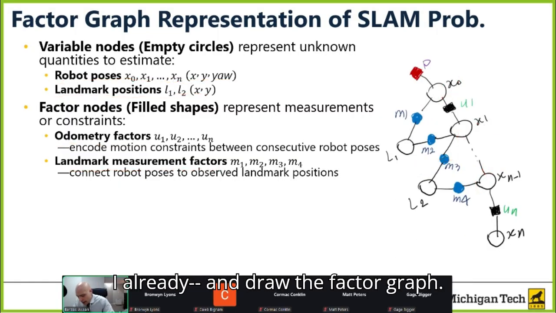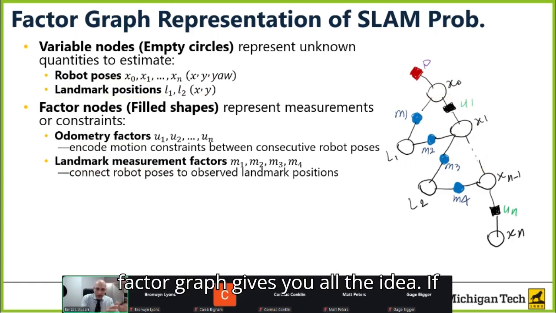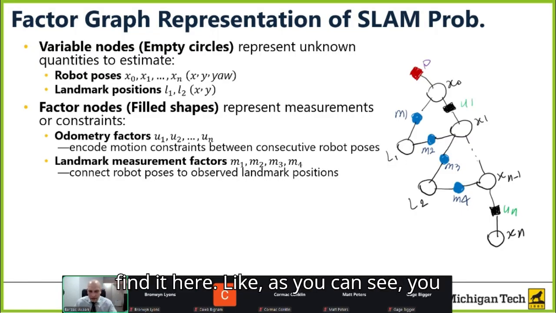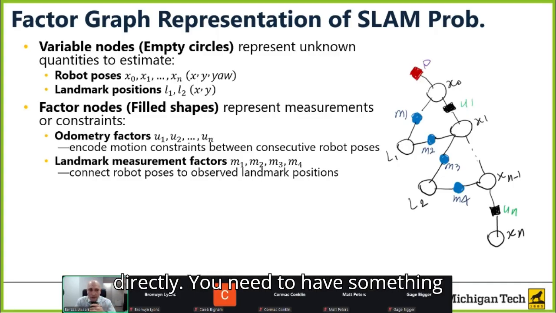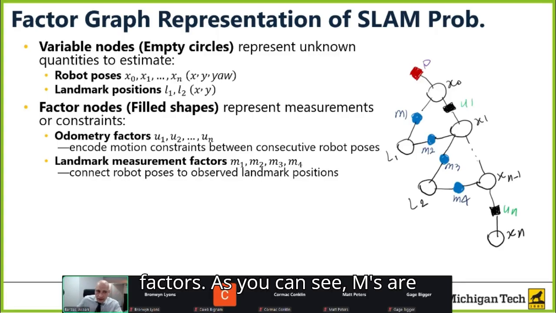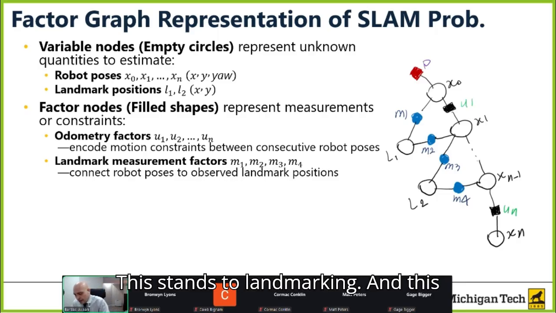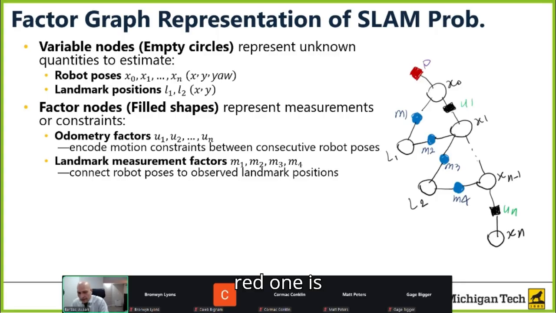I already drew the factor graph. The factor graph gives you all the idea, so if you forgot something, you can find it here. As you can see, you can't connect two states together directly. You need to have something between, and that's factors. As you can see, the M's are measurement factors of landmarks. This stands for landmarks, and this red one is an initial position, and the black square is the relationship between x0 and x1, or xn and xn plus 1.